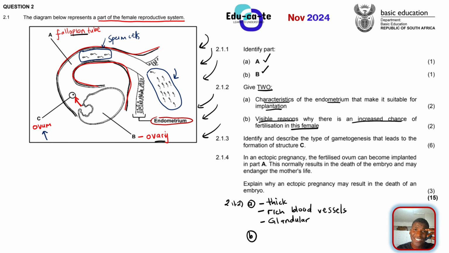Remember, for fertilization to take place, we need two things. We need a sperm cell, we need an ovum, so that their nuclei can fuse into each other. And then when they fuse into each other, they will eventually make a zygote. Fertilization has already taken place there. So here, from the diagram, what can make us say that? What is visible in the diagram? What can make us say that fertilization has got a better chance of taking place here?